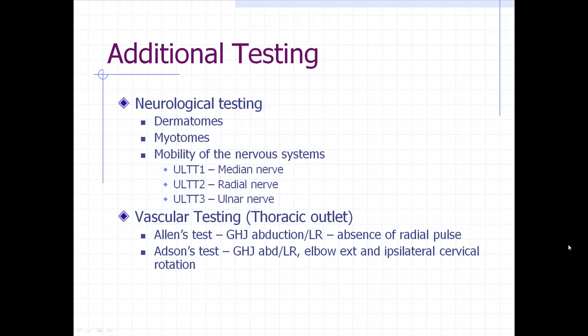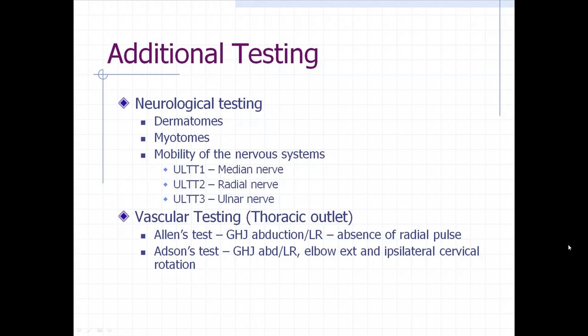Vascular testing is also important. The thoracic outlet refers to the upper rib, the first rib, and the relationship of that with the scalenes and the subclavian artery as it hoops up and over that first rib. Allen's test and Adson's test are two tests that assess the integrity of the upper limb vascular system.